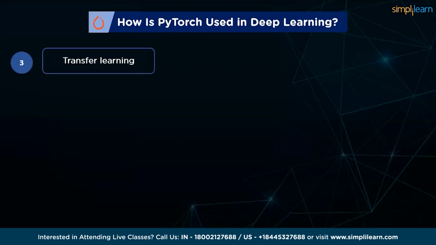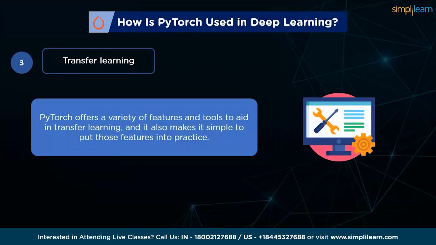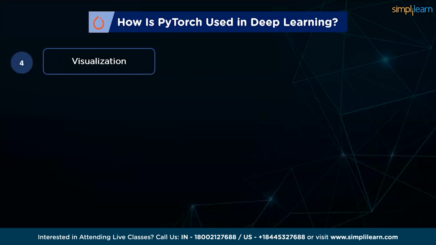Then, transfer learning. PyTorch offers a variety of features and tools to aid in transfer learning, and it also makes it simple to put those features into practice. It entails starting a new task with a pre-trained model that can be used for transfer learning in just a few lines of code. Next, visualization.